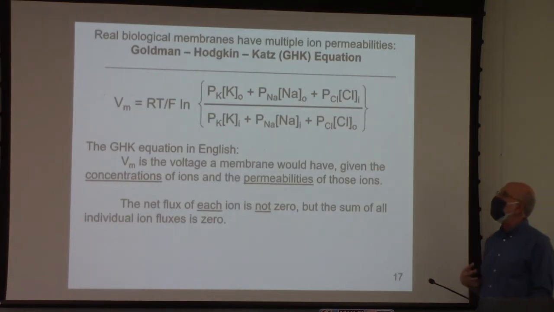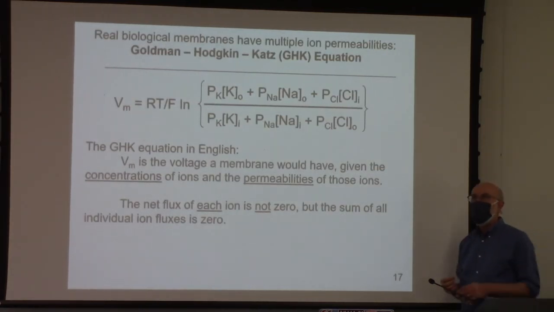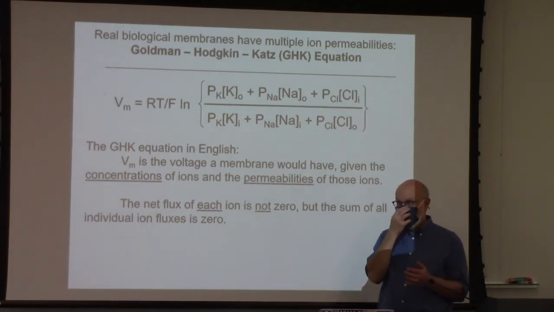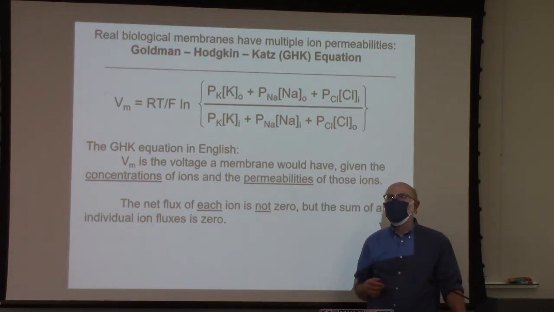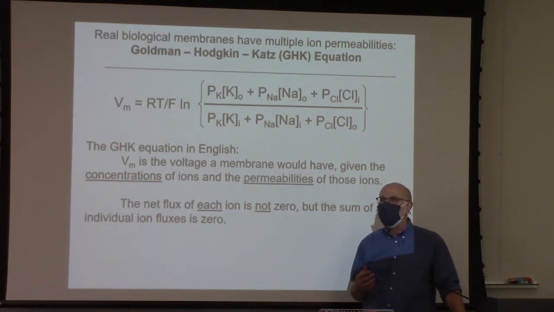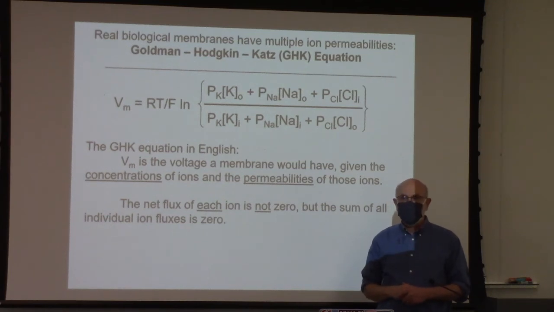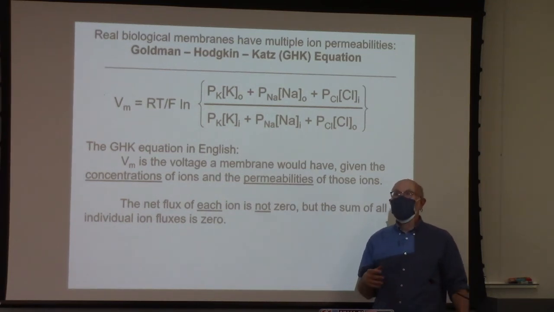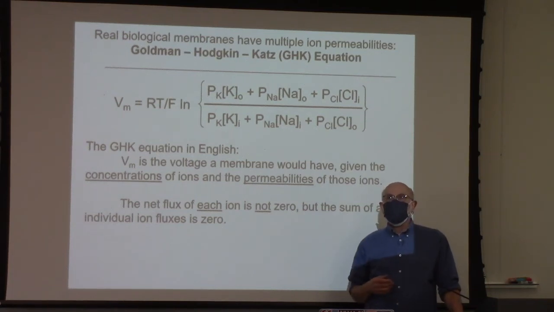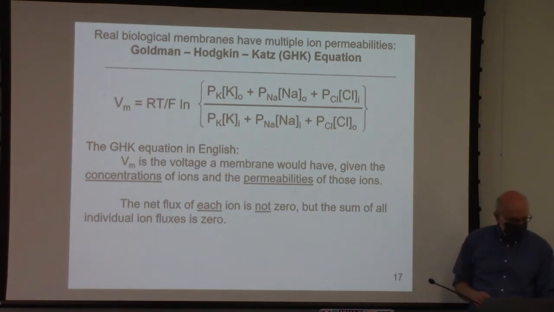So now let's turn our attention to what happens if we have a real cell with multiple permeabilities. Remember, the Nernst potential is only correct if the membrane is permeable to one ion. But cells are permeable to multiple ions at the same time. There are resting potassium channels. There are leak sodium channels. So let me blank this slide for a moment. Raise the screen.